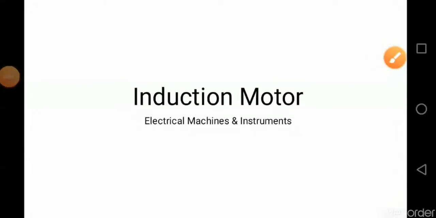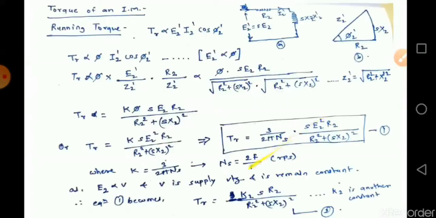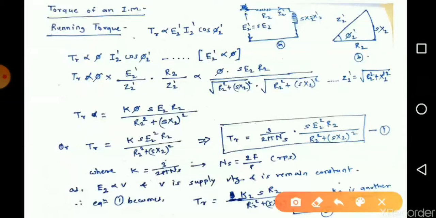Hello friends. In this session we'll talk about the torque in an induction motor. The torque in an induction motor is produced in the rotor itself, and this torque is different under different conditions. That is, under starting the torque is different, and at the time of running, or I can say full load, the torque is different. So as I said, this torque is dependent on the rotor circuit.